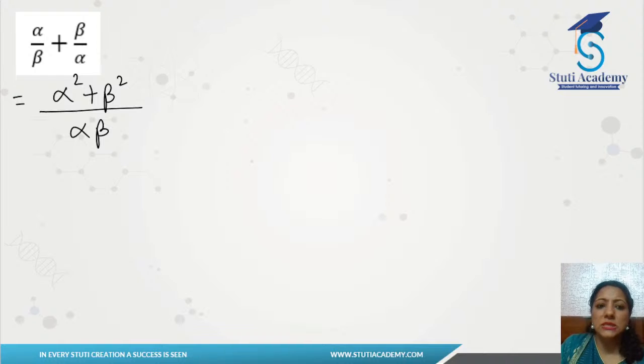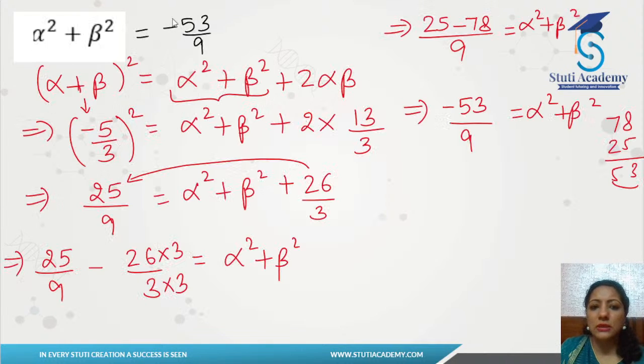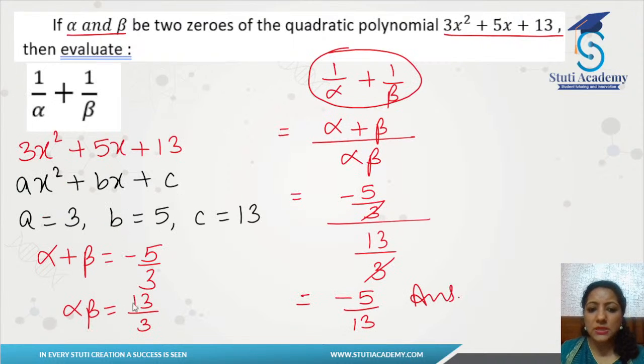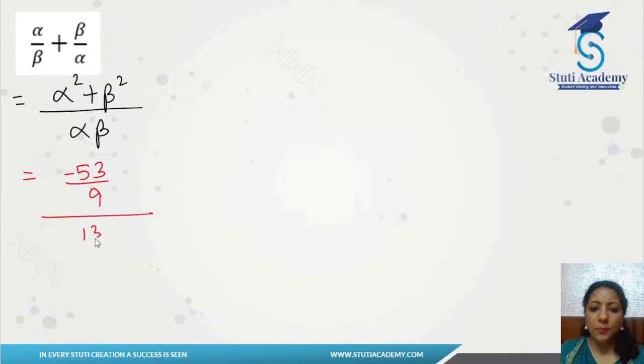So this one is very simple. Alpha square plus beta square we've already solved for in this step, so we'll not do it again. We'll just pick up this value and put it here. So we will get minus 53 upon 9, upon alpha beta. Upon alpha beta, that means I have to write this value, 13 upon 3.